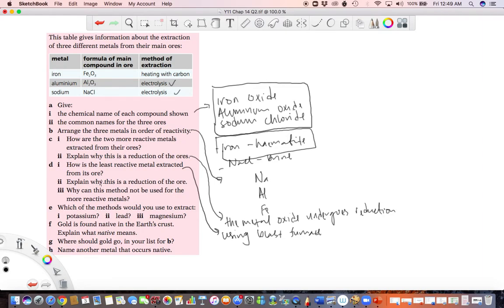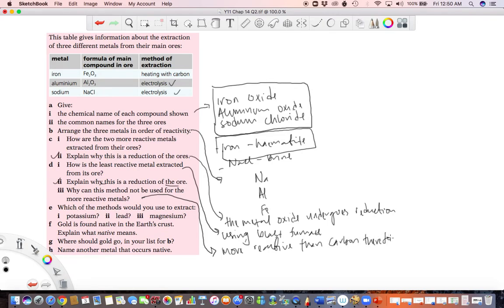Explain why this is the reduction of the ore. Essentially, it's the same question. I just realized it's repeating. Well, it means it's the same answer. The metal oxide undergoes reduction in the presence of coke. Why can this method not be used for more reactive metals? I think the answer is as simple as what we talked about before. Simply because they are more reactive than carbon.